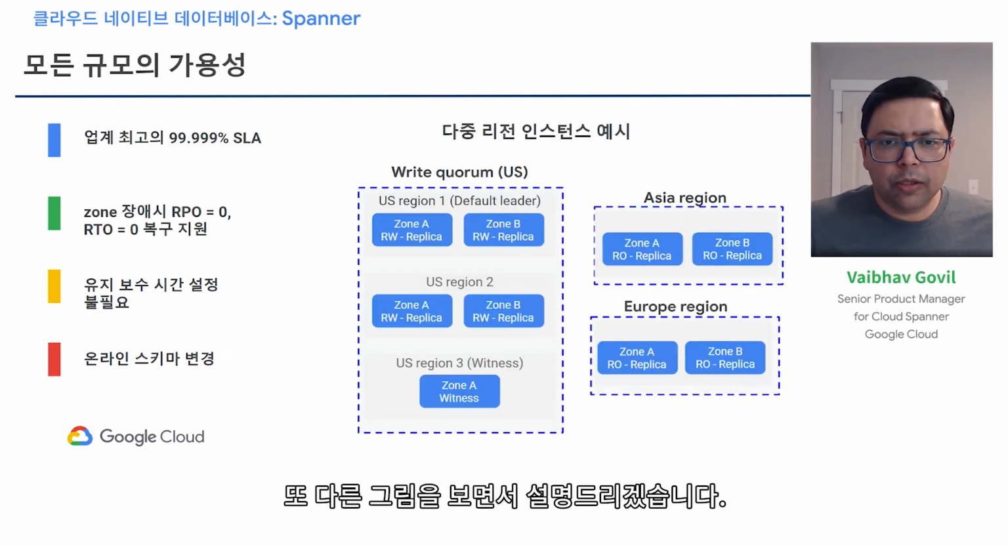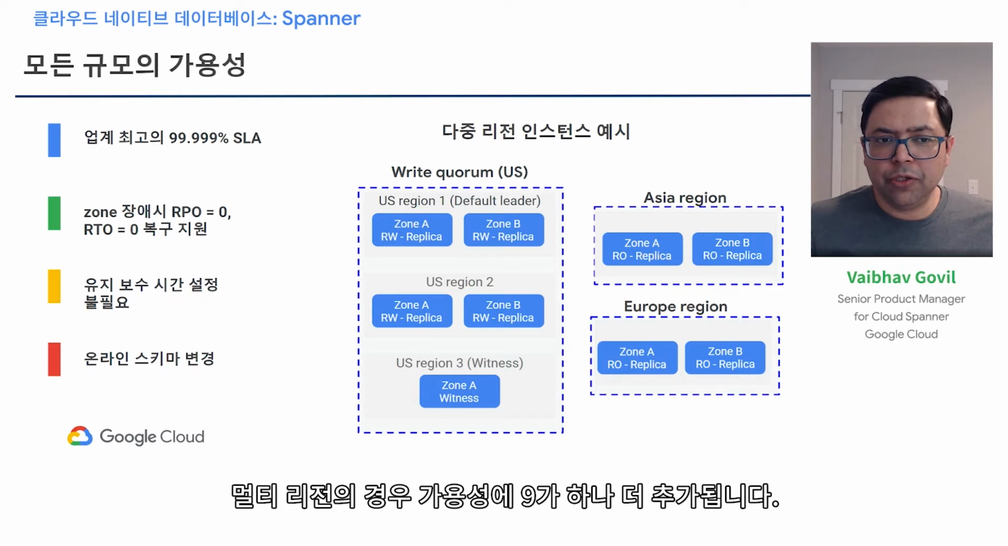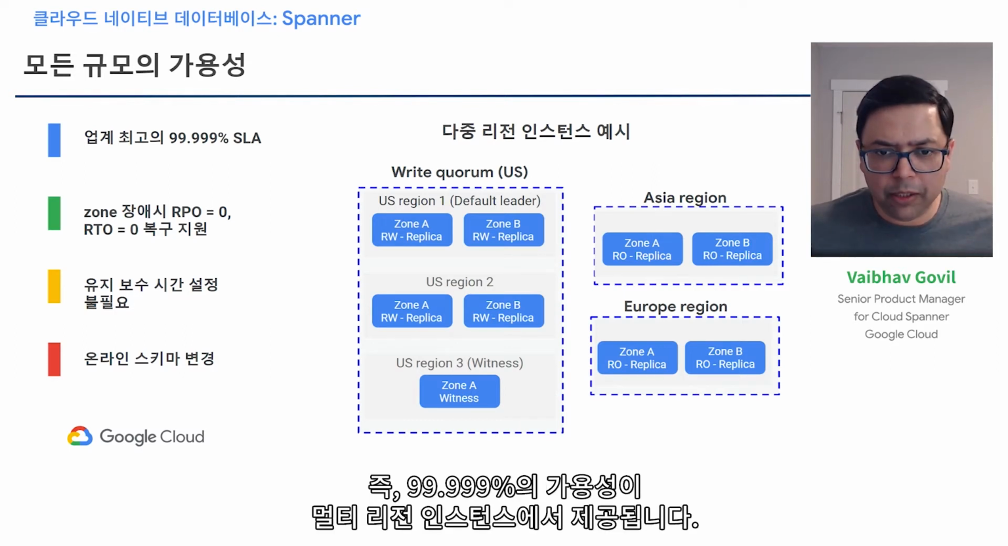Now let's talk about this another picture. So this is about a multi-regional instance. In case of multi-regional, we offer you an additional 9 of availability. So 5 nines of availability is offered for a multi-regional instance.